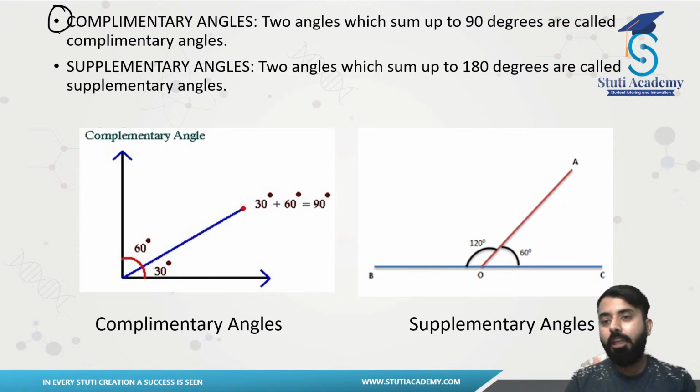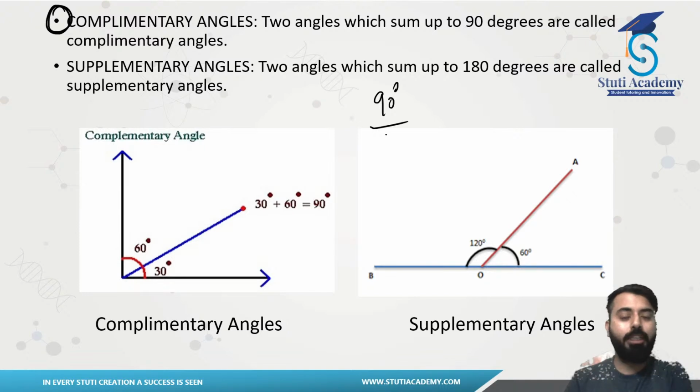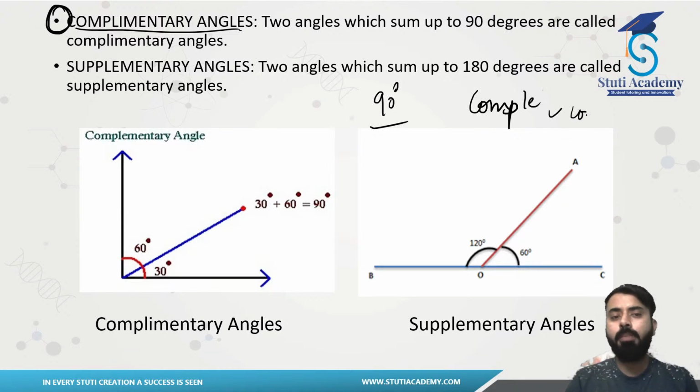So now we are talking about complementary angles. What are complementary angles? Complementary angles are those angles which add up to 90 degrees. That means two angles whose sum adds up to 90 degrees will be complementary angles. Don't get confused here. Complementary, you guys might think it sounds somewhat like a complete angle.